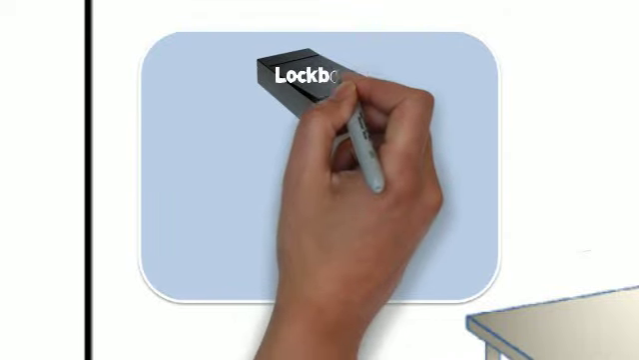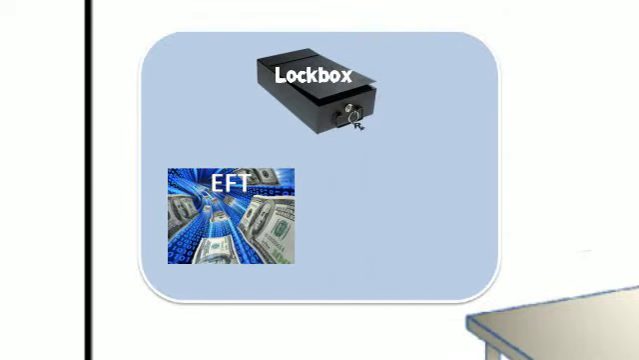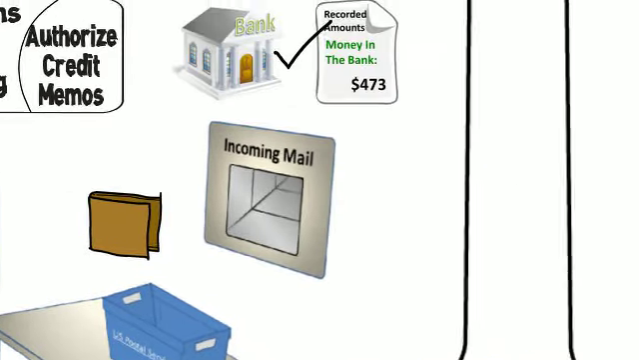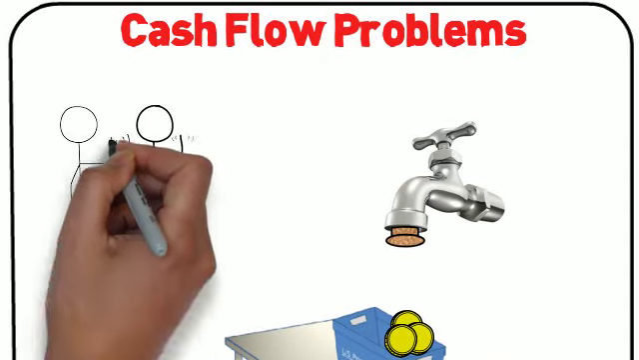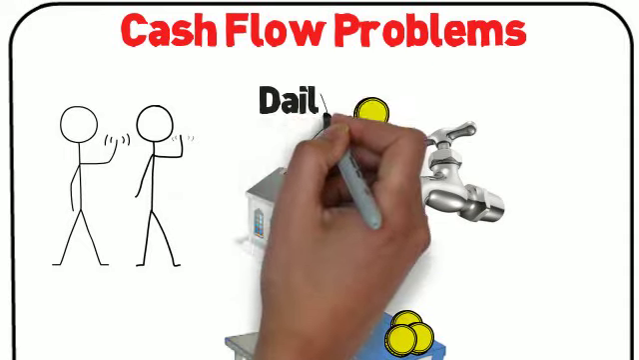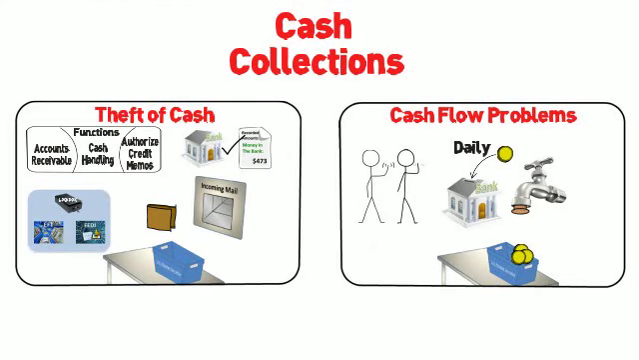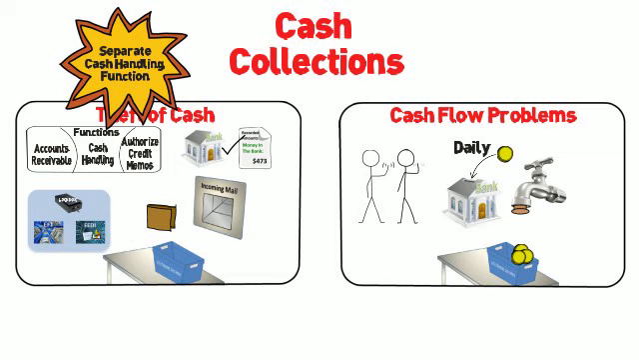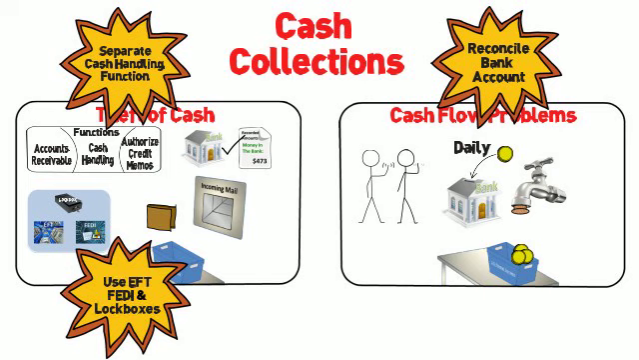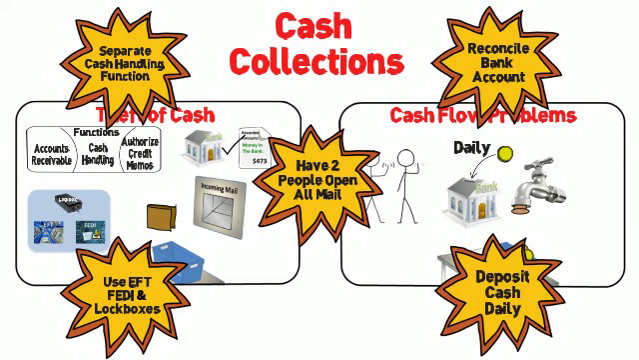Theft of cash can also be deterred by using a lockbox, electronic funds transfer, and financial electronic data interchange. Additionally, we can have 2 people open all mail, and we can deposit our cash on a daily basis. So we can separate our cash handling function, reconcile what's in the bank with our records, use lockboxes, EFT and FEDI, have 2 people open all mail, and deposit cash daily.